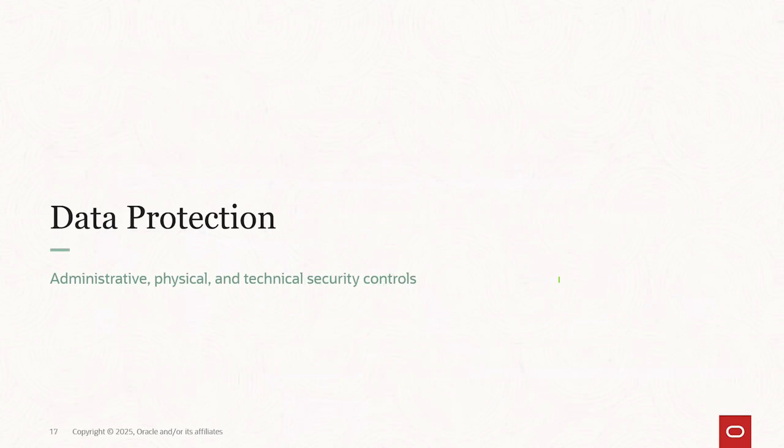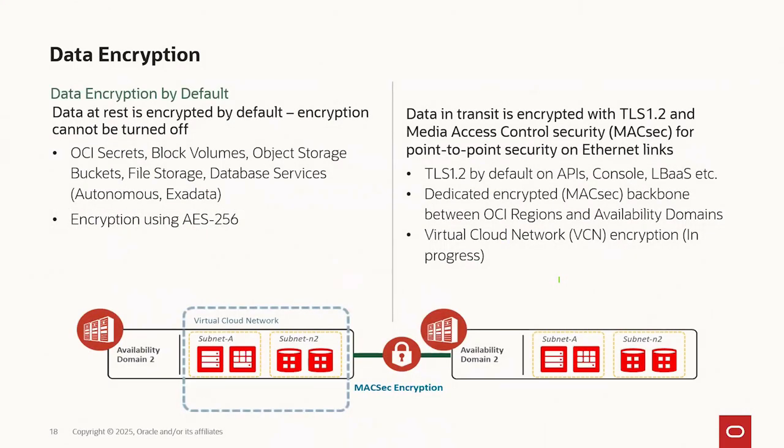So this is the administrative, physical, and technical security controls. Starting with data encryption. Data encryption is on by default, and it cannot be turned off. This is included with OCI secrets, block volumes, object storage buckets, file storage, database services like Autonomous and Exadata, and the encryption is using AES 256.